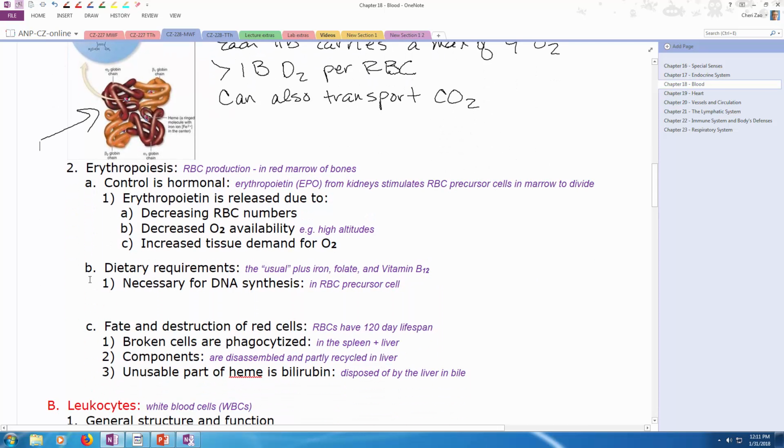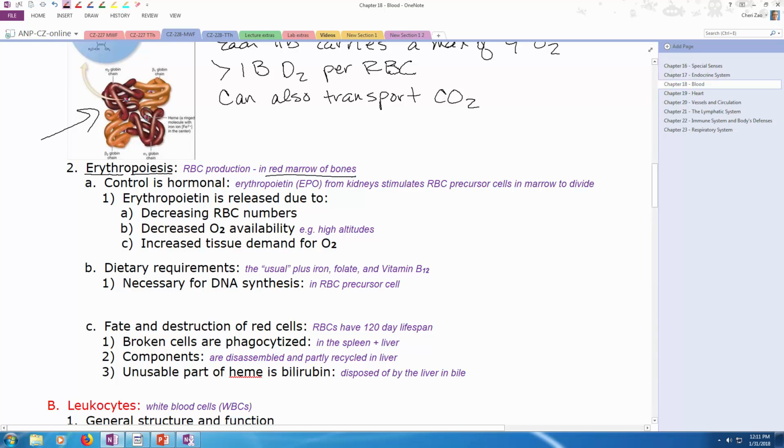Let's talk about what is the stimulus for making red blood cells, these little bags of hemoglobin. The term for the need to make red blood cells is called erythropoiesis. So the red blood cells, the erythrocytes, have this process called erythropoiesis. This always occurs in the red marrow of our bones.